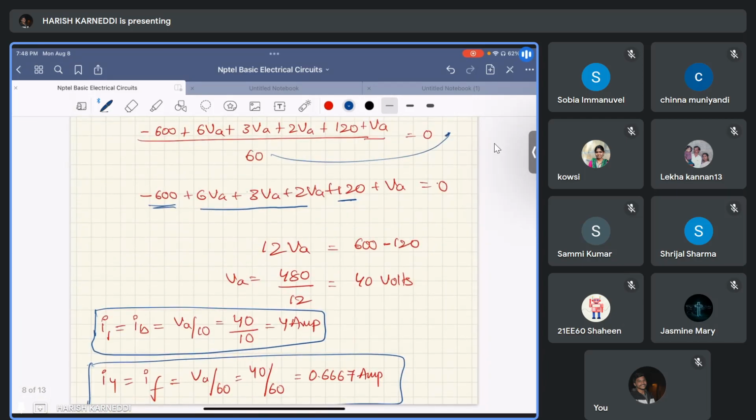Just simply, I4 he wrote in milliamperes. We got it in amperes, that can be written in milliamperes, right? How can this be written? 666.67 milliamperes.